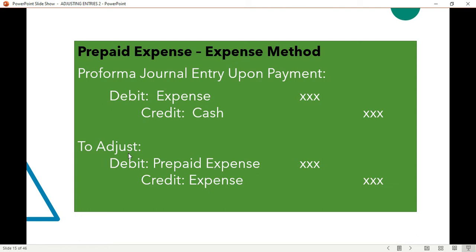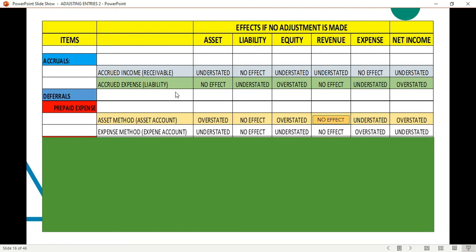So again, since it's an expense account originally, you have to recognize the prepaid expense and you reduce expense. Now, what will happen supposing you are not able to prepare the adjusting entry and you are using the expense method? Again, the accounts affected are asset and expense. What will happen to your asset? Since you are using the expense method and there is no adjustment for the asset portion, your asset will be understated.